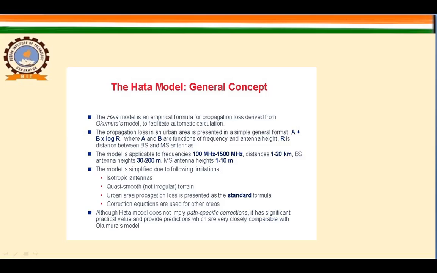It is applicable to the frequency range 150 megahertz to 1920 megahertz and can be extrapolated up to 3 gigahertz. The distance is 1 kilometer to 100 kilometers. So why does this model fail in rural areas?